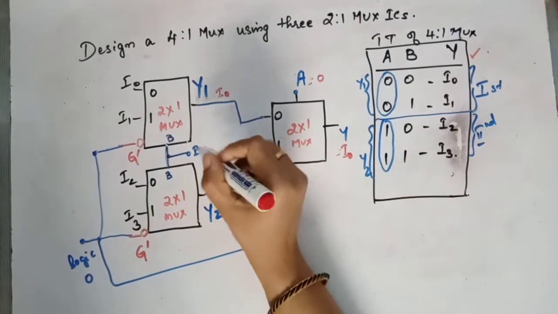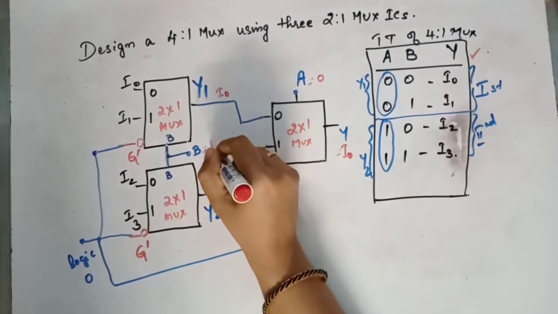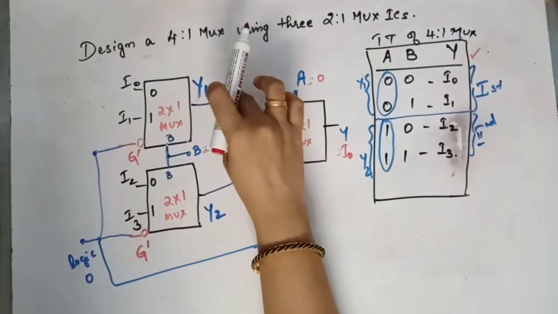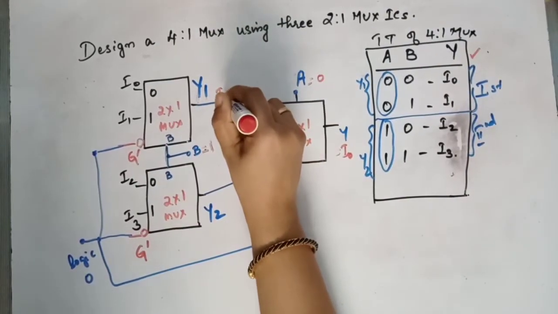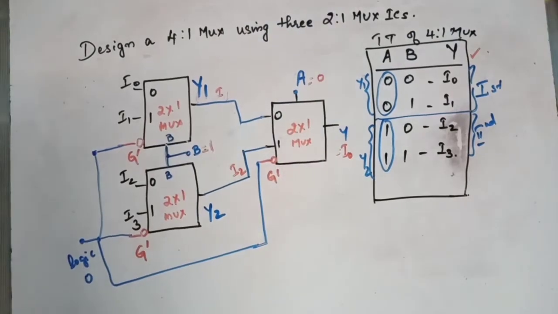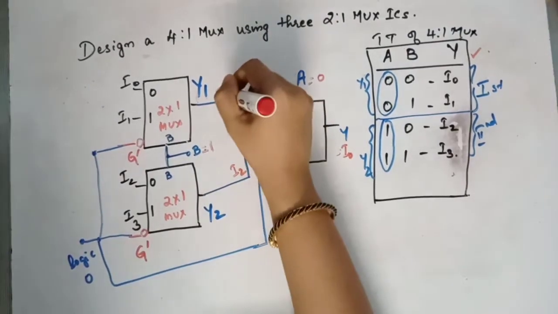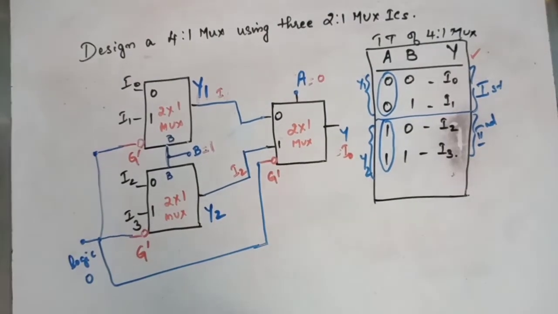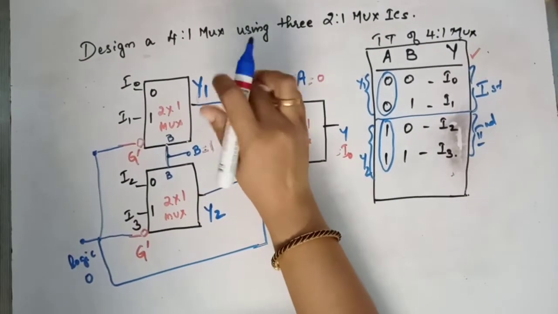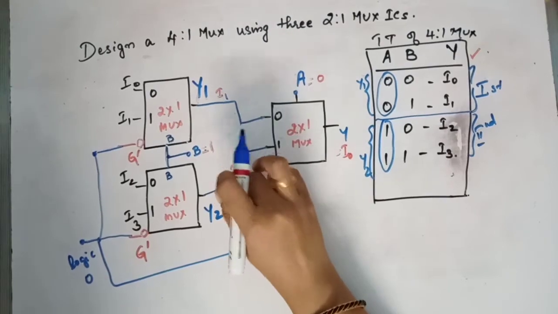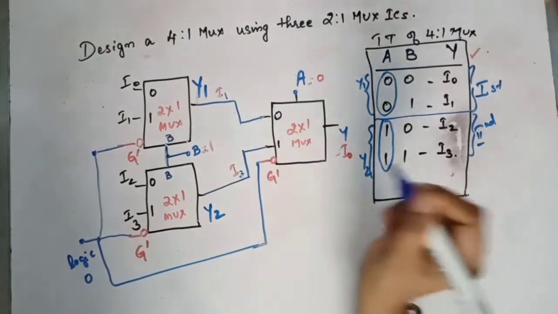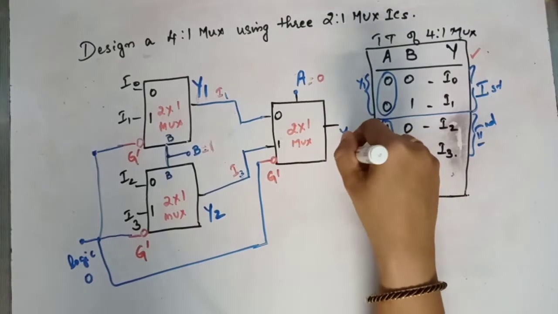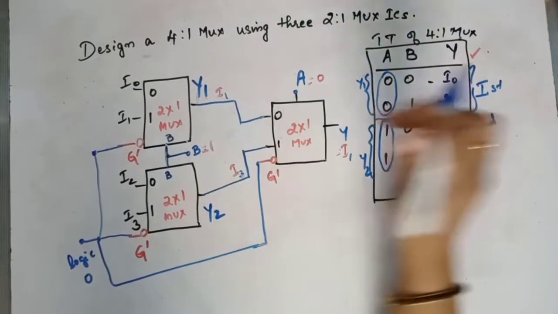A0 itself, B equal to 1 means here I1 will be selected. And in the other case, I3 will be selected. I1 will be selected and here I3 will be selected. A equal to 0 means I1 will be selected. So 0, 1 is I1.